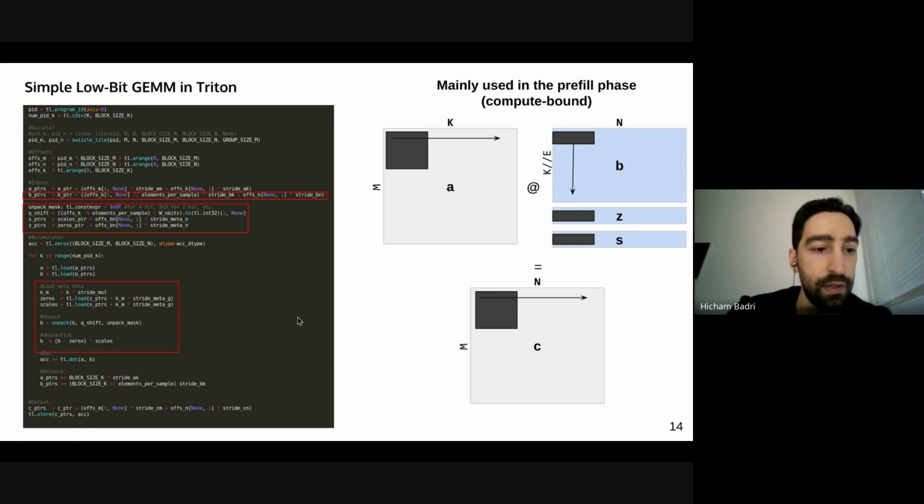So this is actually a working kernel. If you copy-paste this, it's going to work. It's not just some random stuff. This actually works for 4 bits.